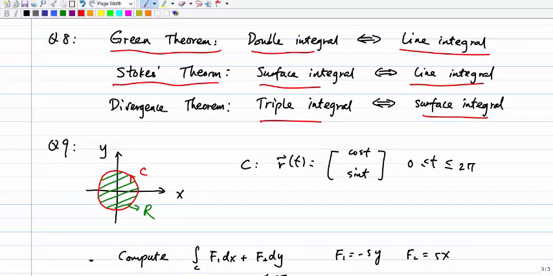So question number 9, it says let C be the line, a counterclockwise circle centered at the origin with radius 1, which is defined right over here. So the radius is 1, and also it's counterclockwise. Its parametric representation is given by cosine t, sine t, t from 0 to 2 pi. That's how we find the parametric form of this line.